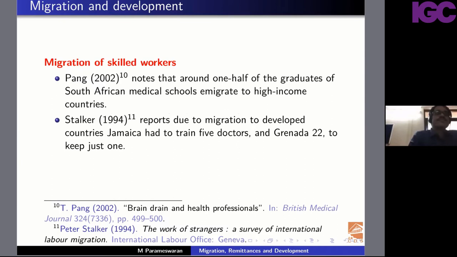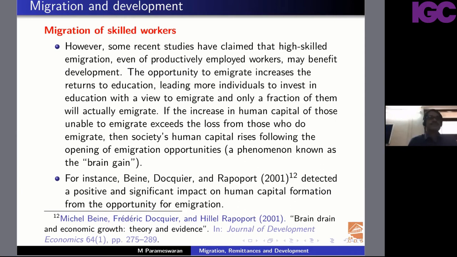Now there are some counter arguments also: suppose we restrict the migration, then what will happen? The argument is that if we allow educated or skilled migration, the prospects of migration encourage people to undergo that training. The opportunity to emigrate increases the returns to education here, and therefore more people will invest in education with a view to emigrate. But actually only a fraction of them actually migrate. So if the increase in human capital is more than the number who migrate, it creates a net benefit to the society.